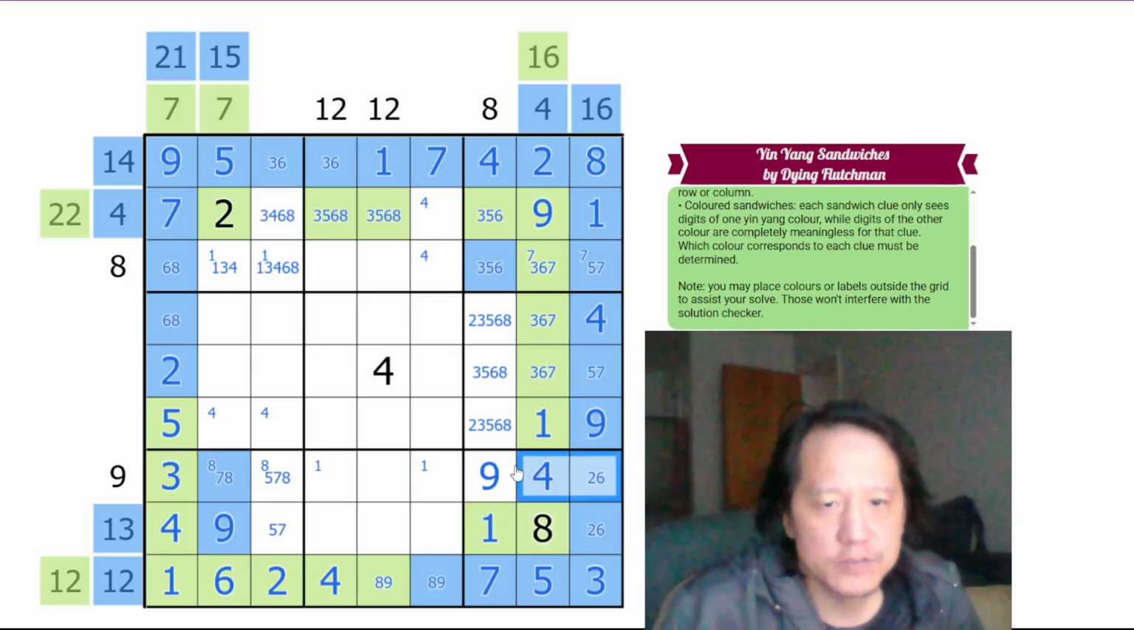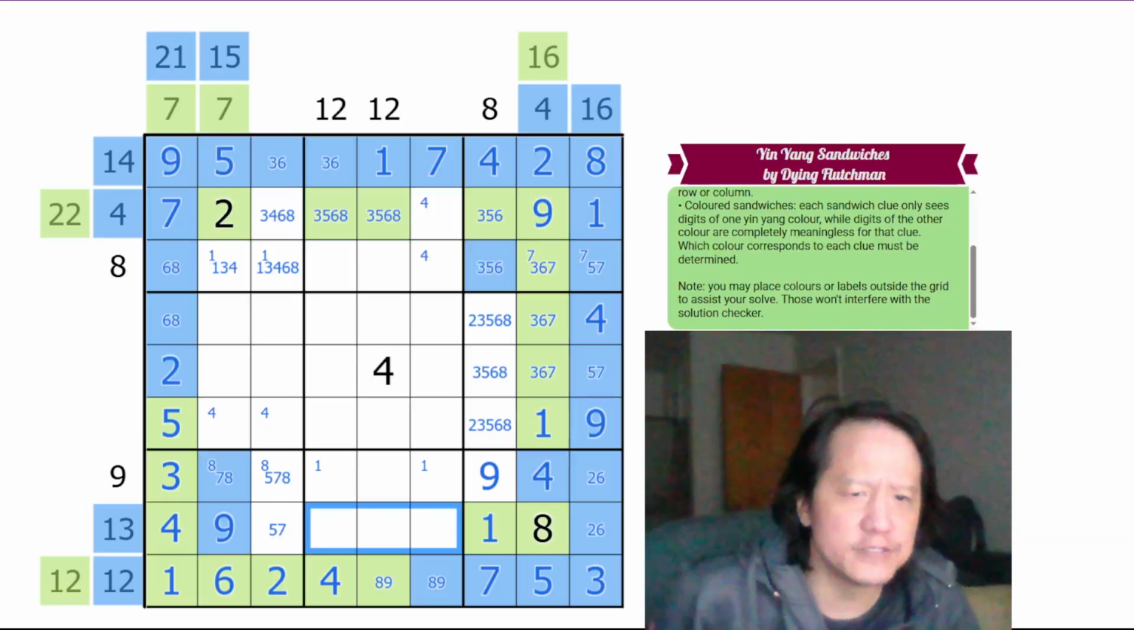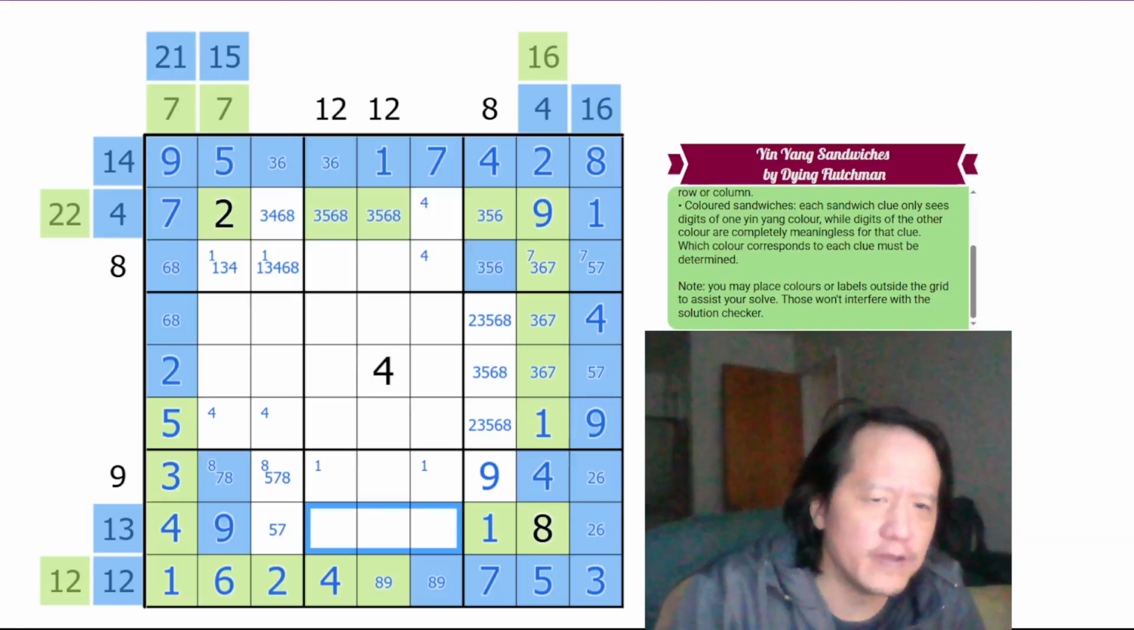Okay. This is blue. One of these is green at least. It could be 2 green. What is that? 5 is one of those two. Remaining digits in row 8: 2, 3, 5, 6, 7.